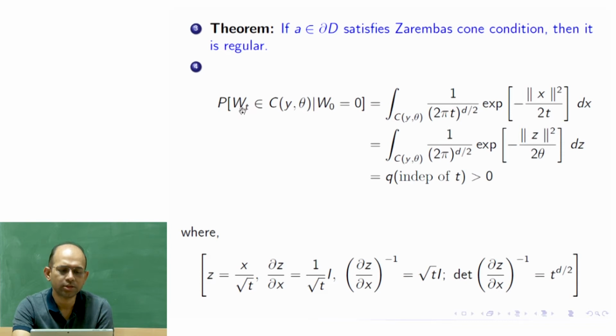So, what is the distribution? It is normal with mean 0 and variance t, and it is in the d-dimensional space. So the density appears like 1 over (2 pi t) to the power d by 2, times e to the power of minus norm x squared by 2t.